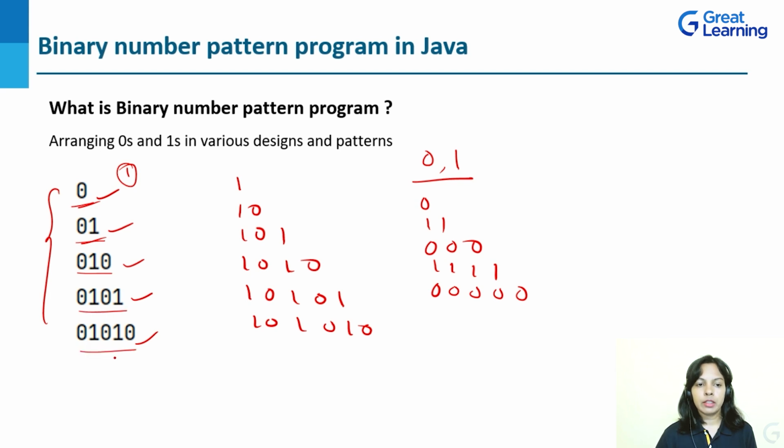Fifth row, five binary numbers. But it should be in alternate sequence also: 0 1 0 1 0 0 1 0 1, right? So two checks we have to do here. One is that the first row has only one element, the second row has two, so number of row equals number of elements. The second check is that it should be alternate: 0 1 0 1 0 1, like that, right? So these are two things you have to keep in mind.